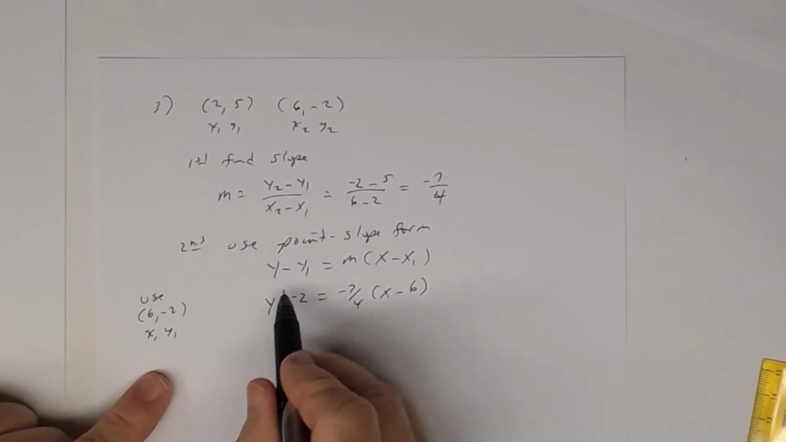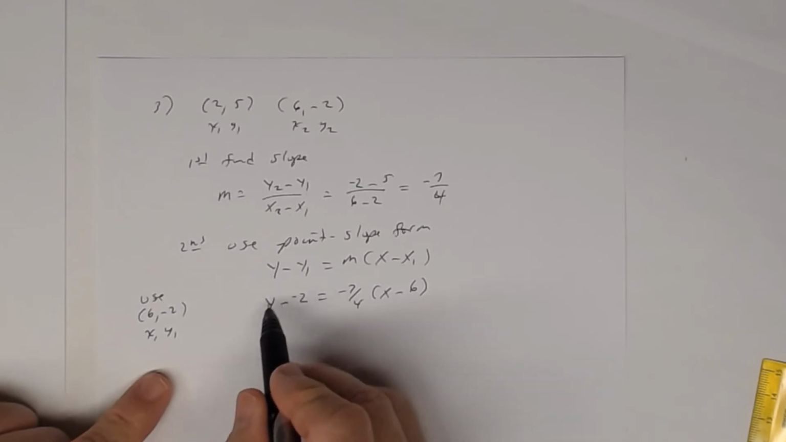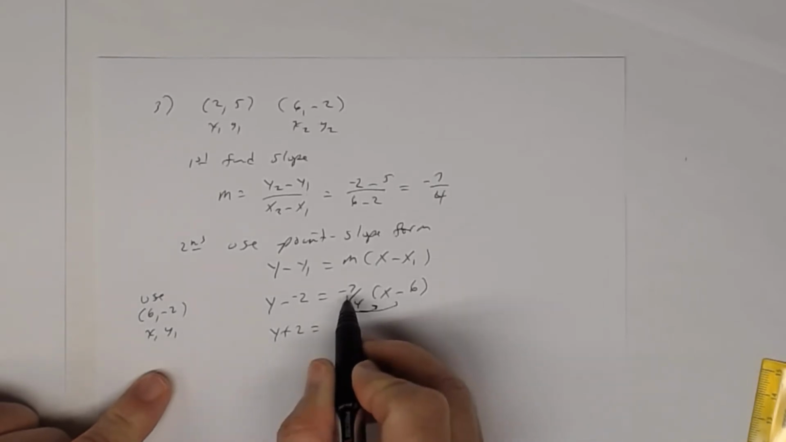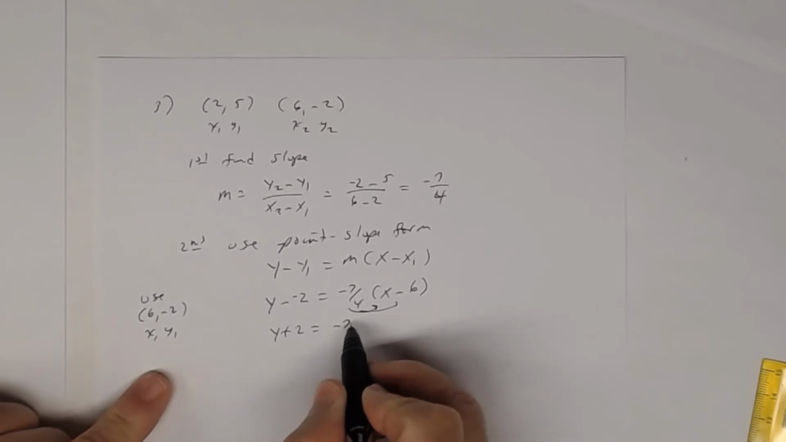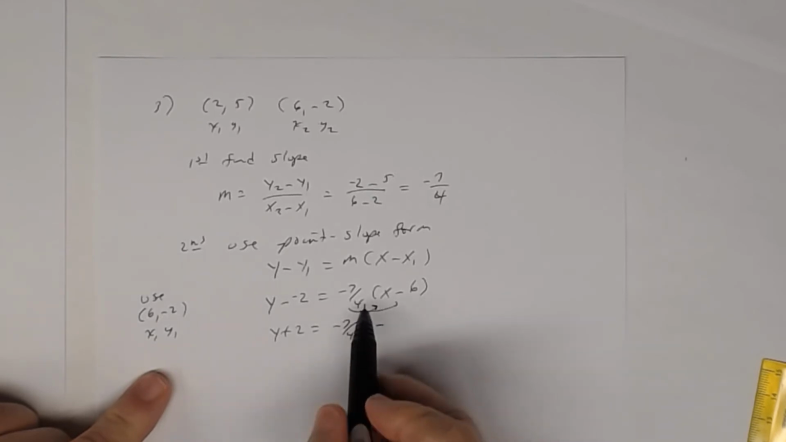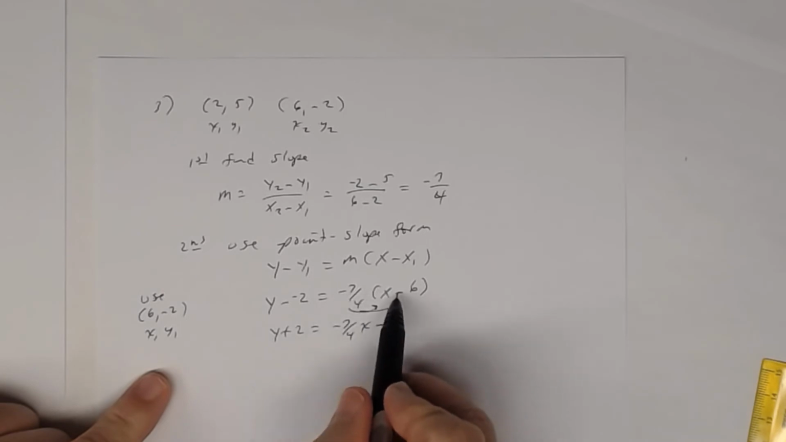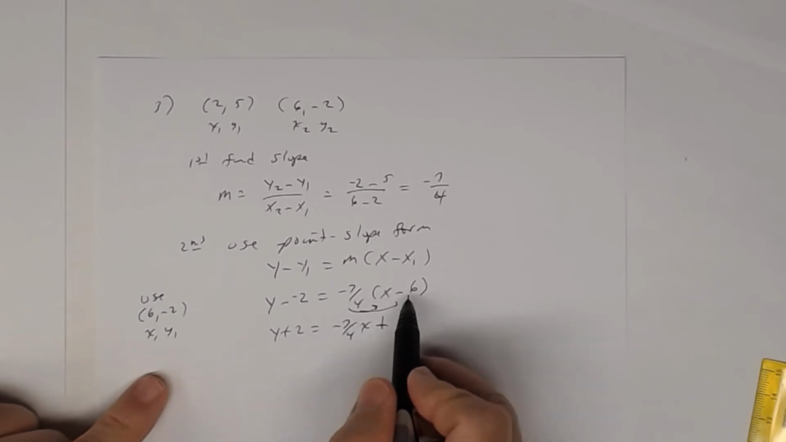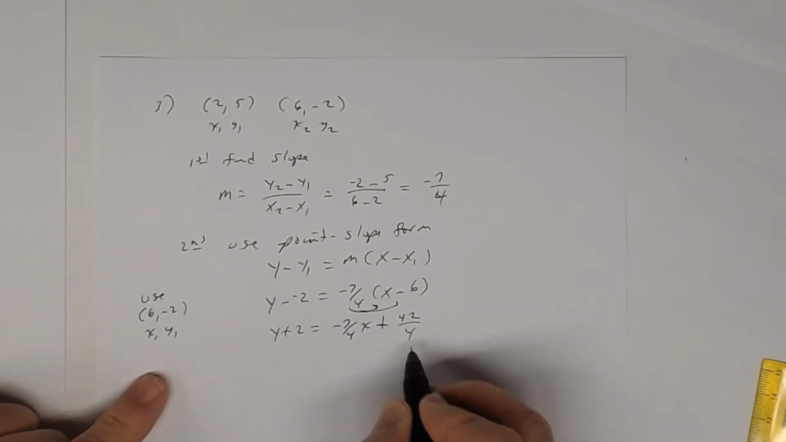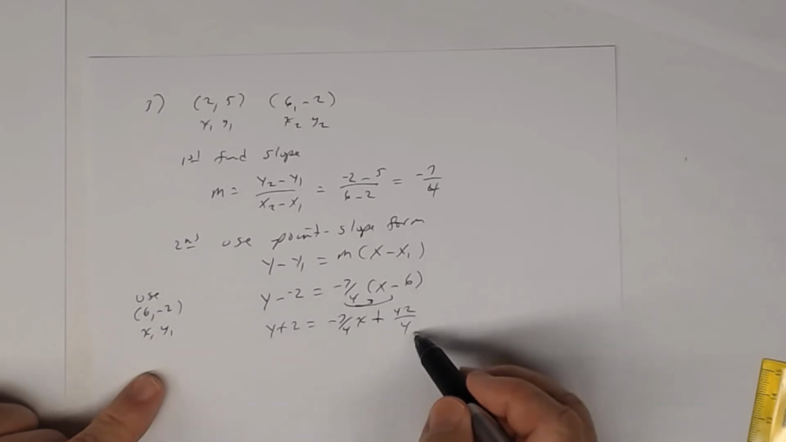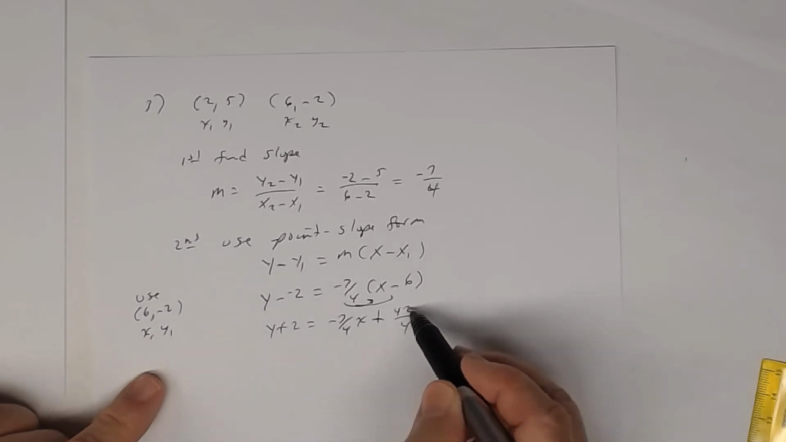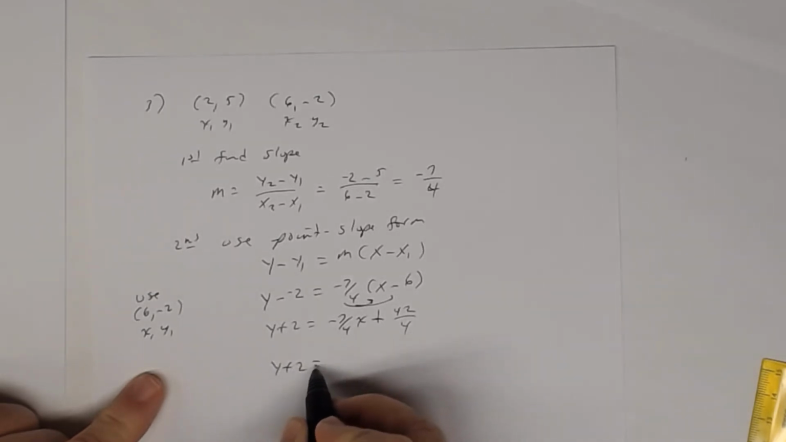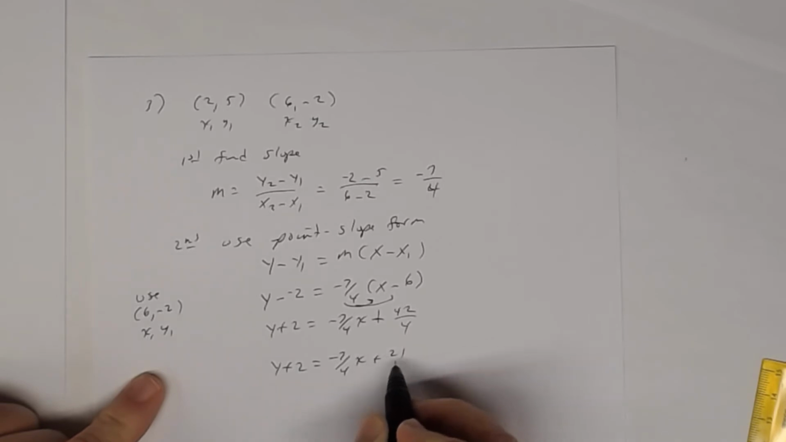All right, now let's simplify or rewrite this. y subtract negative 2 means y plus 2 equals, and let's distribute this. I get negative 7/4 times x is negative 7/4 x minus, well, actually plus, right? A negative times a negative is a positive, so plus 7 times 6 is 42, so plus 42 over 4. What I'm going to do, though, is simplify this first. So 42 divided by 4 is 21 halves. So y plus 2 equals negative 7/4 x plus 21 halves.